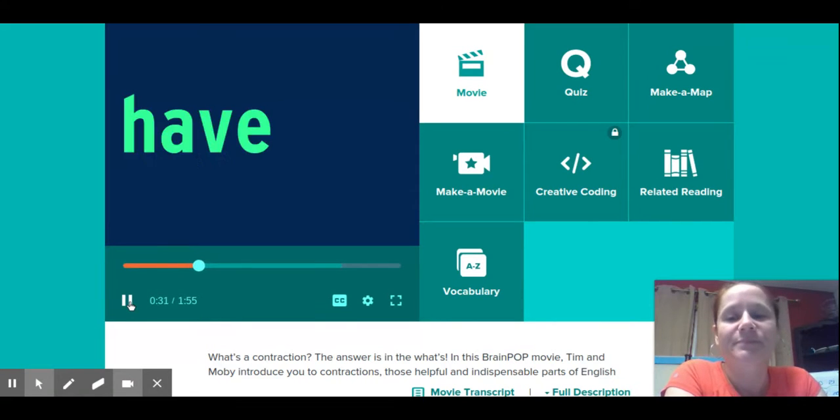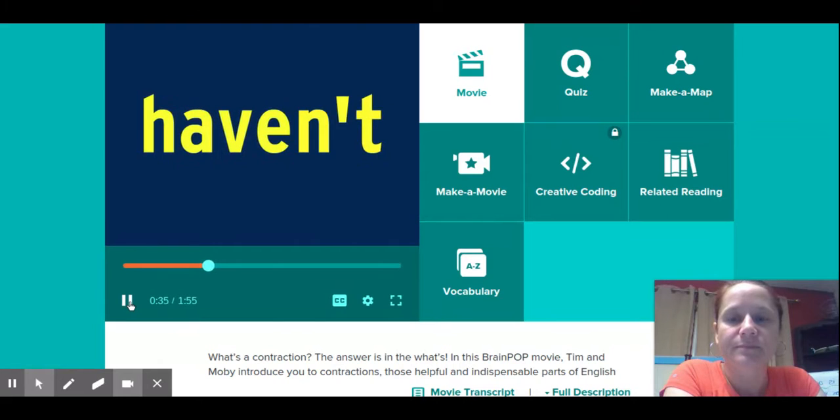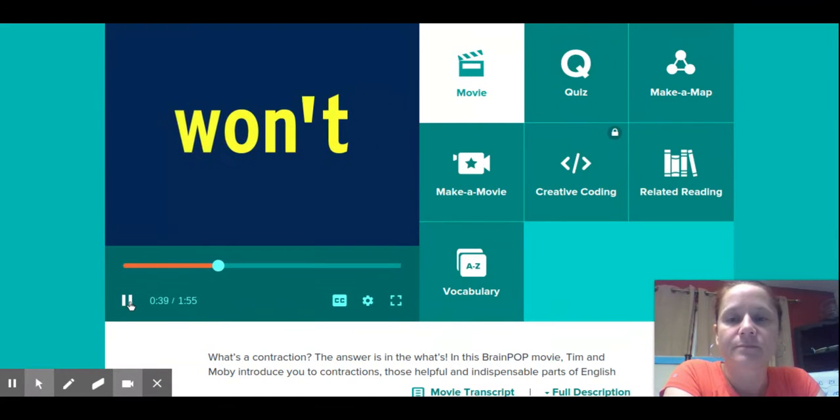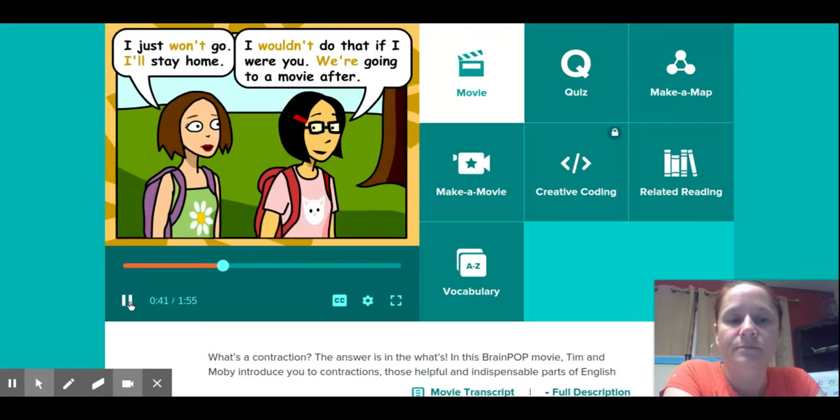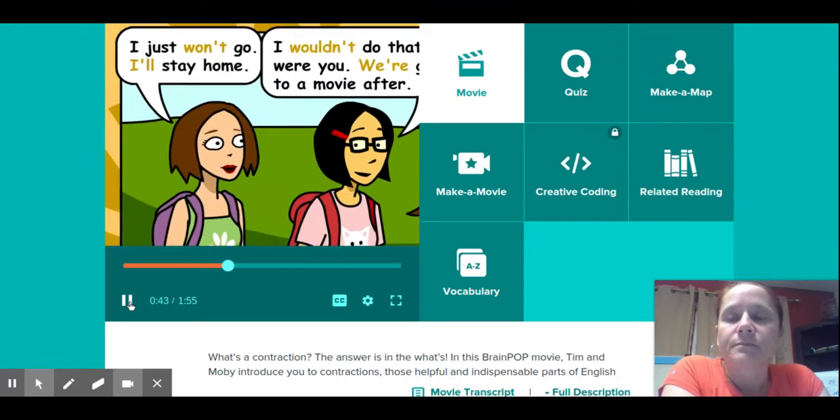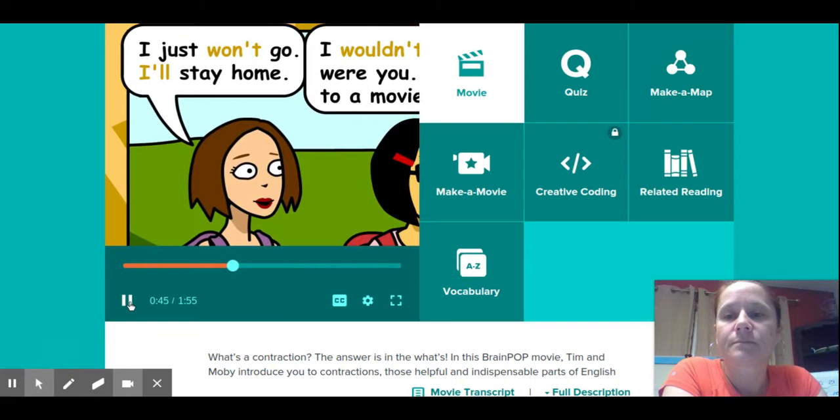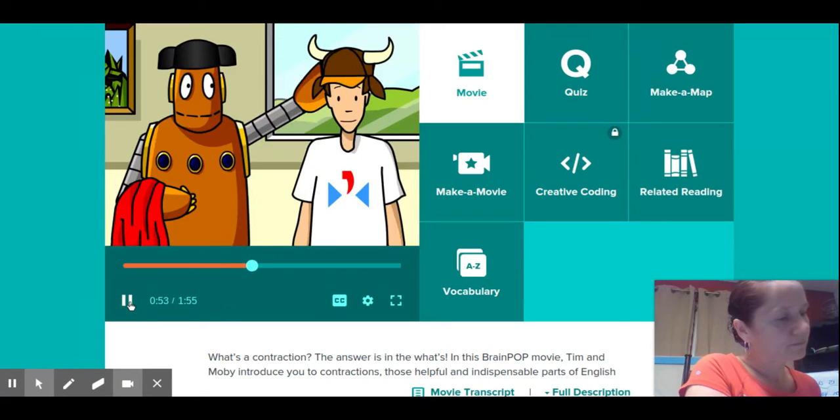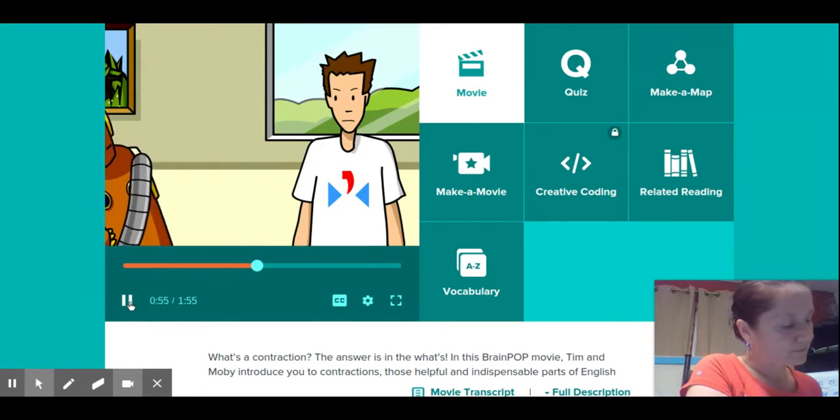When you compress two words into a contraction, you leave out one or more of the letters and add in an apostrophe. Sometimes the contraction looks a lot different from the two words that make it. You can use contractions in writing, but it's a lot more common to hear them in speech. I just won't go. I'll stay home. I wouldn't do that if I were you. We're going to a movie after. They're conversational after all. Don't do that.